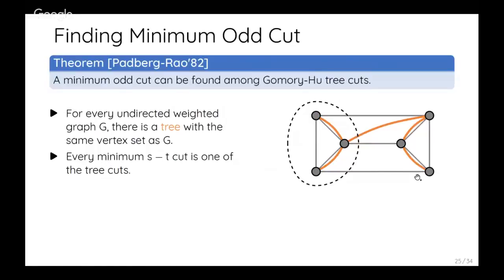Okay. So what Padberg and Rao showed was that not only does a Gomory-Hu tree exhaust all of the ST minimum cuts, but it also exhausts the minimum odd cut. So as long as you're able to construct this Gomory-Hu tree, you can basically try all of the n minus one cuts defined by it, and you're guaranteed to find the minimum odd cut amongst those.